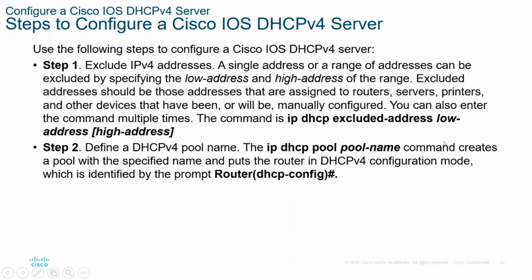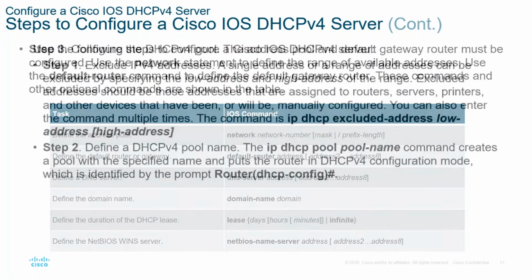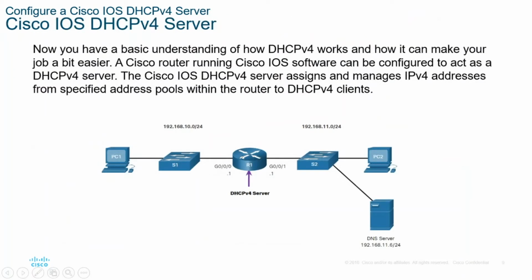Okay, so there are a few steps that need to be followed. The first is ip dhcp excluded-address. First you need to exclude the addresses which have been configured statically on your network, for example the interface of the router. Let's look into the diagram. We know this R1 has two interfaces, G0/0/0 and G0/0/1, and these two interfaces will be configured with static IP addresses.